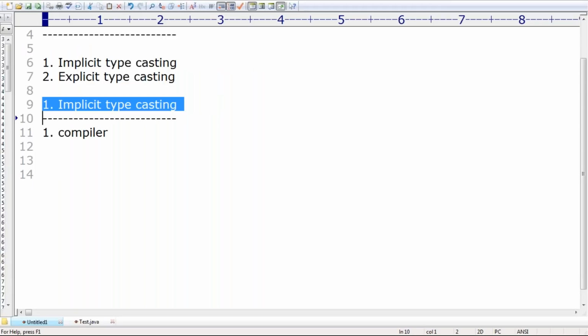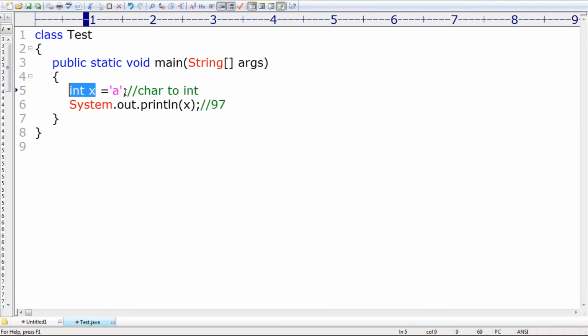Who is responsible to perform implicit typecasting? Respond, man. Who is responsible to perform implicit typecasting? Compiler. Are you getting that? Compiler is responsible. Can you please tell when implicit typecasting will be performed? Whenever we are assigning a smaller type value to a bigger type variable, then automatically implicit typecasting will be performed.